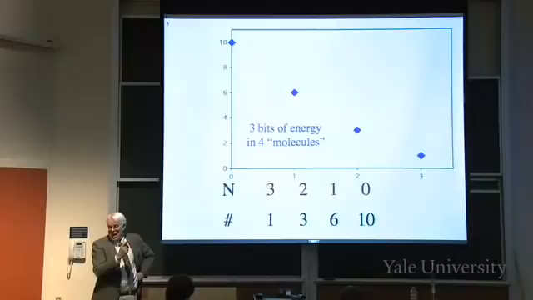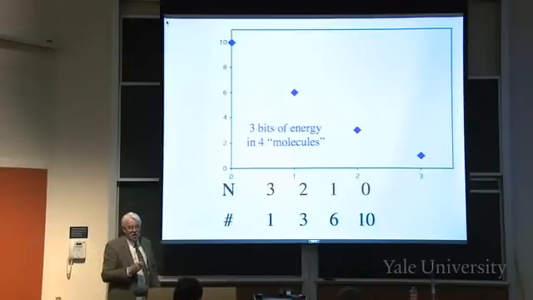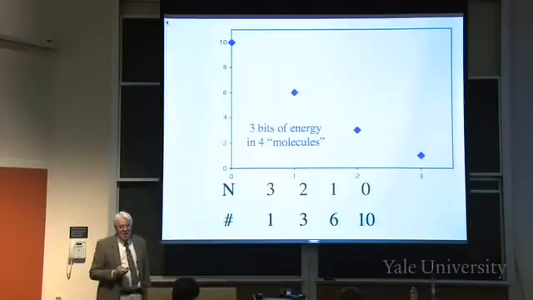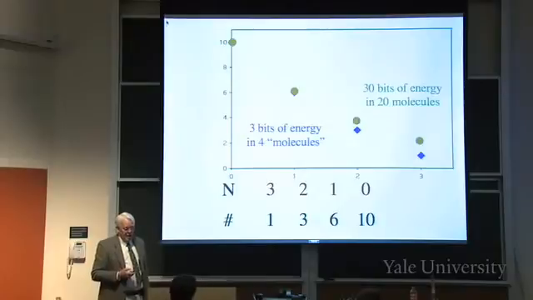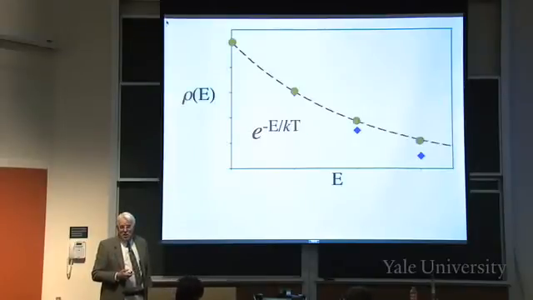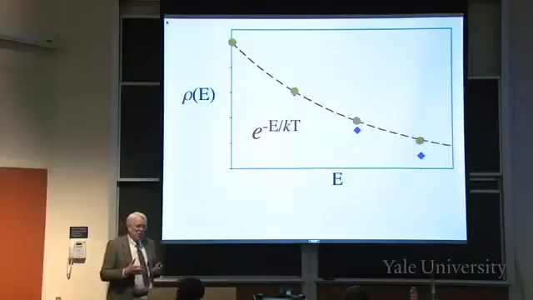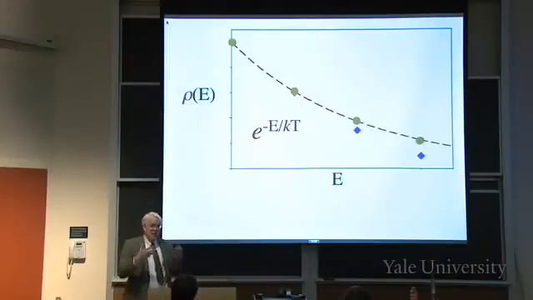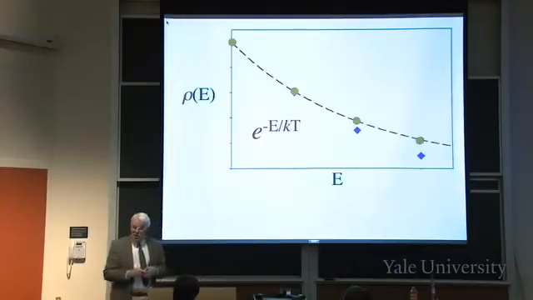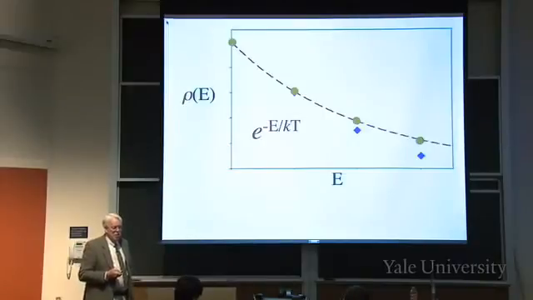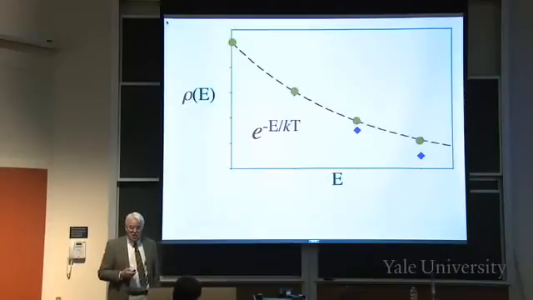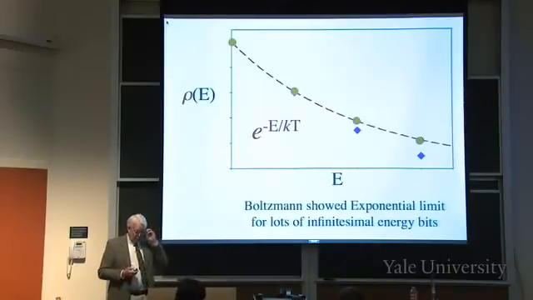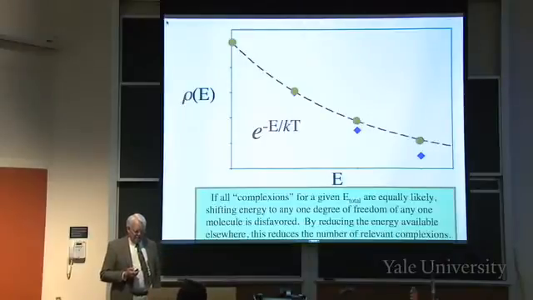It's exponential decay. Now, it's not truly exponential in this case of 3 bits among 4 containers. But if you do 30 bits among 20 containers, then it looks like that, and there is an exponential, right? So what Boltzmann was able to show mathematically was that the limit when you have very many very small energy bits is truly an exponential. So the probability of having a certain amount of energy in a degree of freedom is exponential, e to the minus whatever that energy is, divided by kT. So Boltzmann showed that that was the limit for lots of infinitesimal energy bits.